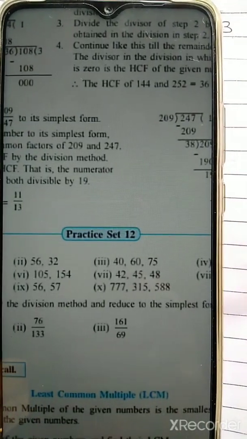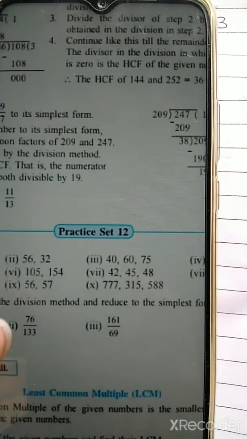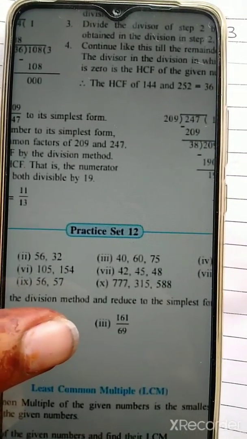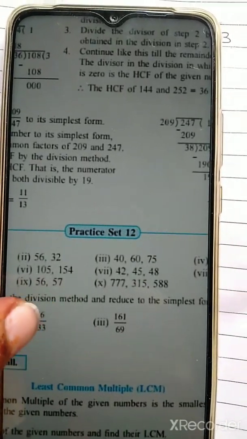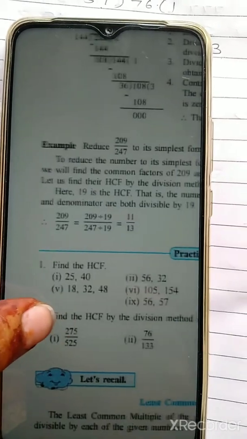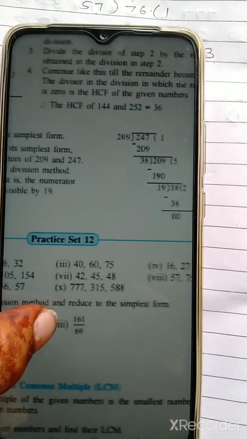The question number 3 is 161 upon 69. I am giving you all this question for homework. That is, this is what you all are going to do on your own. I have completed all the 10 sums for question number 1. For question number 2, I have completed the 2 sums. The third one is for homework.